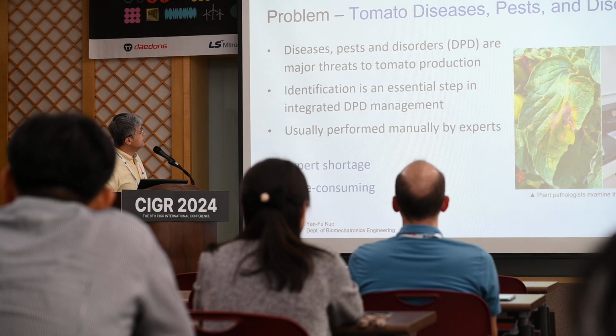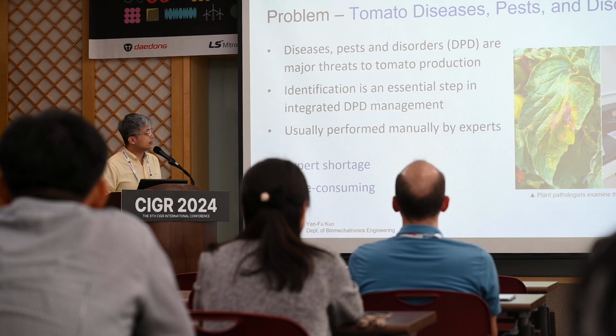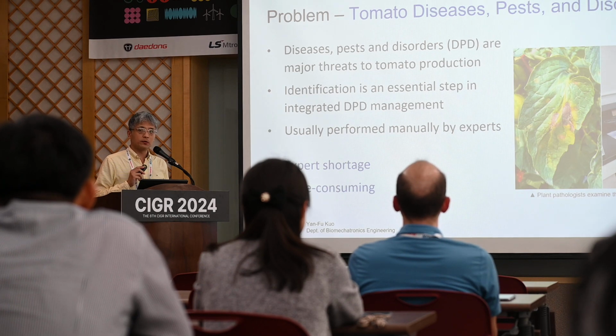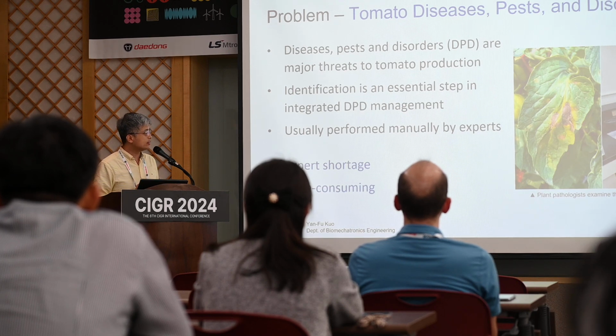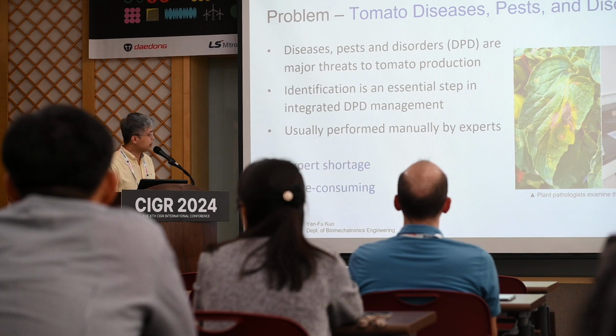The second application is disease, pest and disorder identification for tomato. Tomato is very famous, and the production amount is big worldwide. Also, for tomato, we have a big crop area in Taiwan. So this is our first target crop.